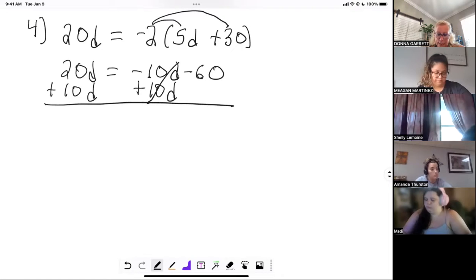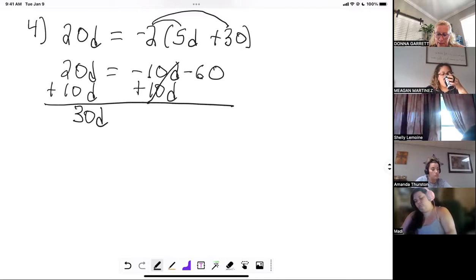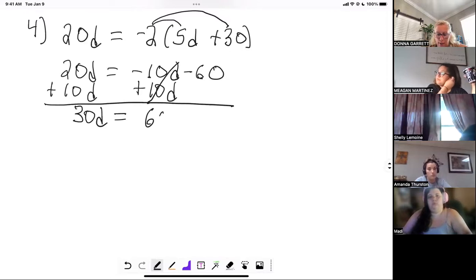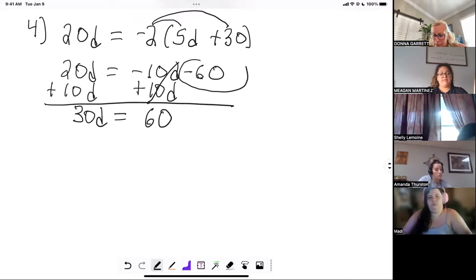20D plus 10D is 30D. And the only thing I have left on this side, and I'll be very careful, I do not have 60 left. I have a -60 left. Remember, minus is a negative, right? I have -60 left.